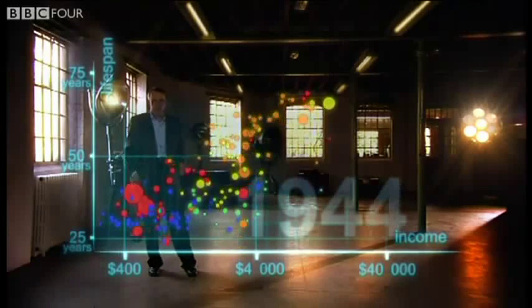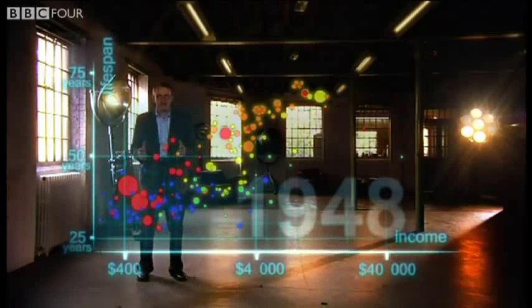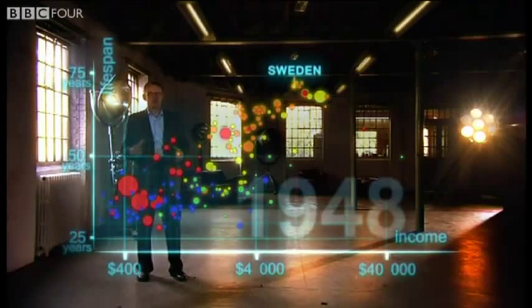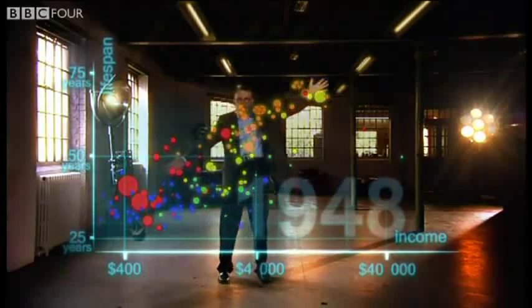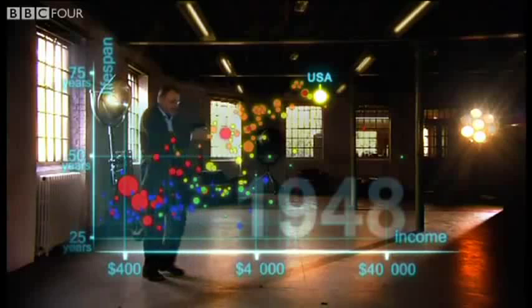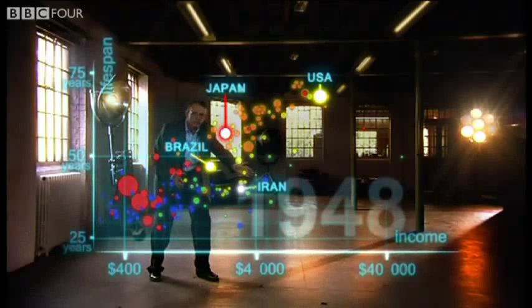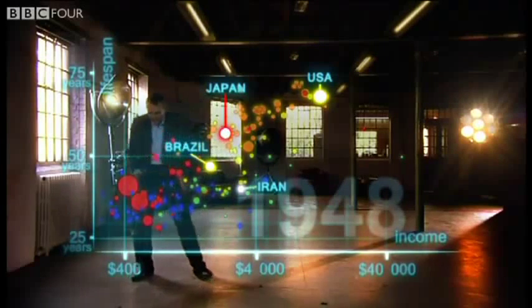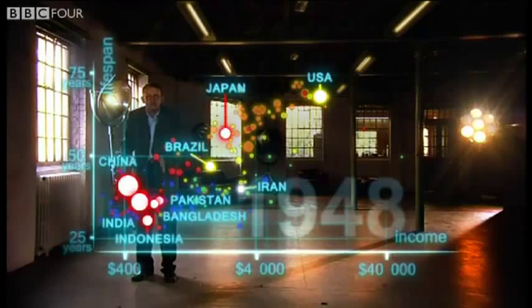Now, after the tragedies of the Second World War, we stop a bit to look at the world in 1948. 1948 was a great year. The war was over, Sweden topped the medal table at the Winter Olympics, and I was born. But the differences between the countries of the world was wider than ever. United States was in the front, Japan was catching up. Brazil was way behind, Iran was getting a little richer from oil, but still had short lives. And the Asian giants, China, India, Pakistan, Bangladesh and Indonesia, they were still poor and sick down here. But look what is about to happen.